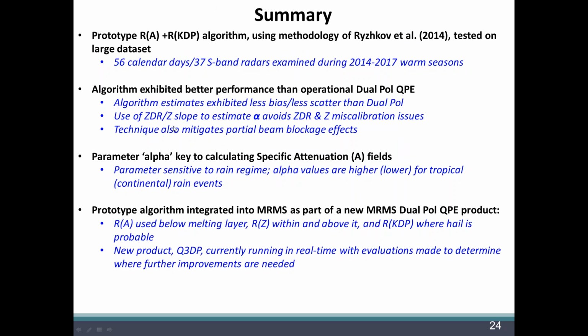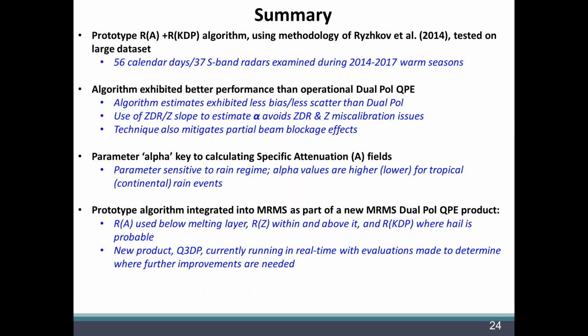So moving on to my summary, we have created a prototype algorithm using the methodology of Alexander Ryzhkov's 2014 study. It's been tested on a large data set, and it showed to have better performance than the operational dual pole QPE. And what was unique was that the parameter alpha really is sensitive to the radar regime within the radar field of view, and that can be quite useful.